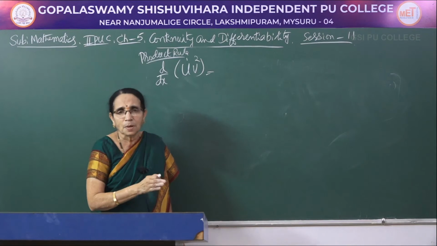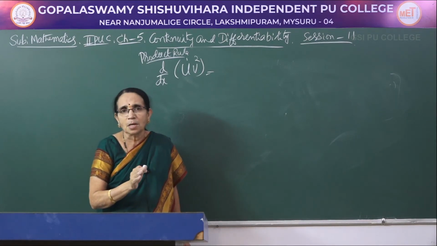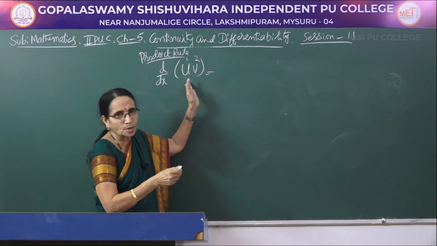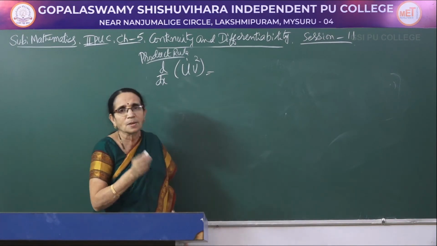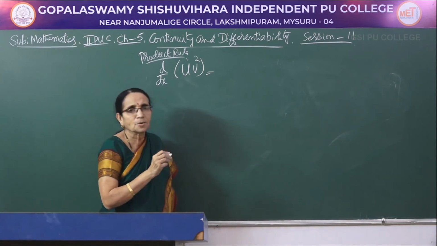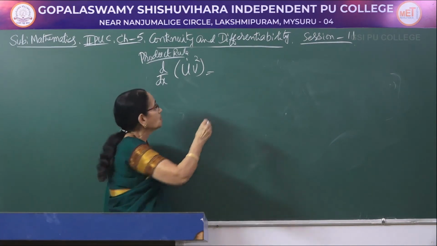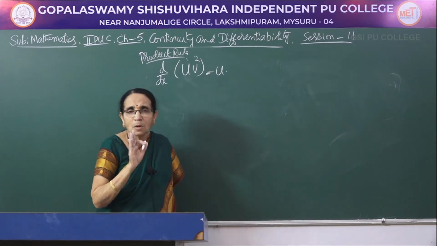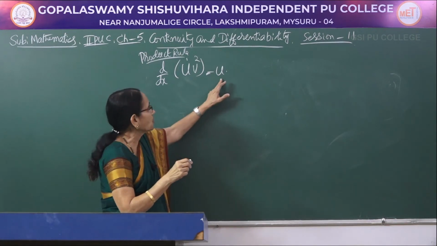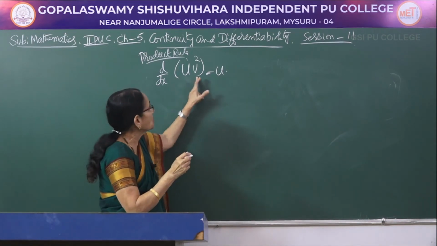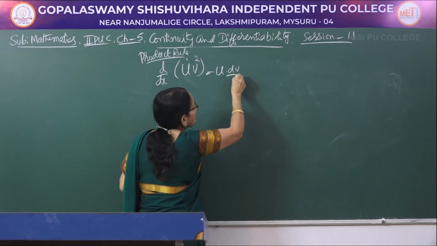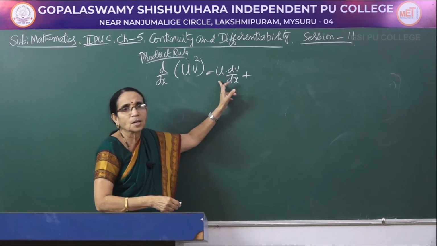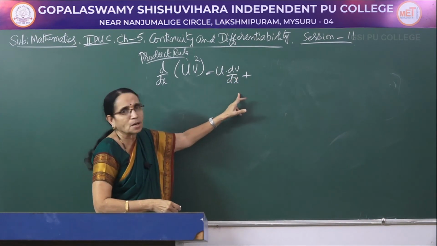Here order is not important because you know that the product is commutative, u into v is equal to v into u. Generally we take the first one as the first function, the second one as the second function. So, d by dx of uv is, remember this one, first function into the derivative of the second, that is u into dv by dx. Keep the first function as it is, differentiate the second function.